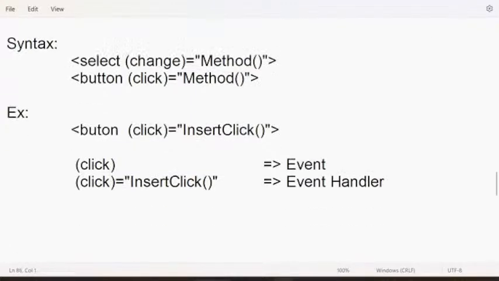We have event and event handler. Event indicates what is the event. Is it click? Is it mouse over? Is it double click? Event handler indicates what is the event and which functionality it will do. That is called the event handler. So we have event and event handler.